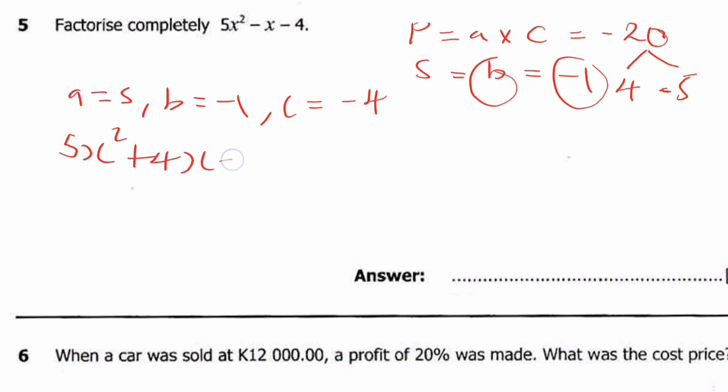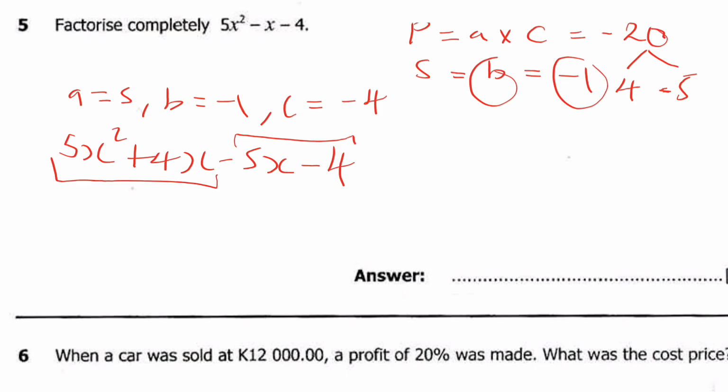Then -5x. Then add the constant, which is -4. Okay. Now, what is the purpose of doing this? It is to split this expression into 4 terms so that you can factorize by grouping. I think it's now easy. You can factorize by grouping the first two. You can factorize the first two and the last two.